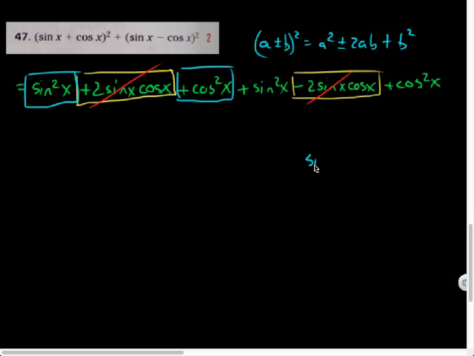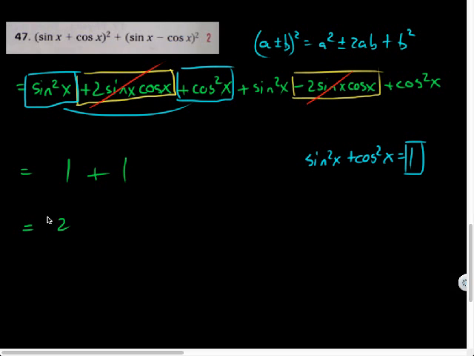I know that sine squared x plus cos squared x is equal to 1. That's one of my Pythag identities. So I could replace both of these with a 1. Plus this guy and this guy is another 1. And 1 plus 1 is 2.